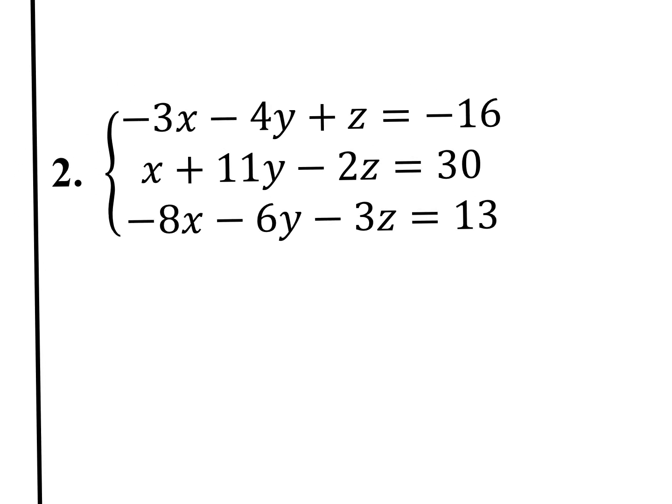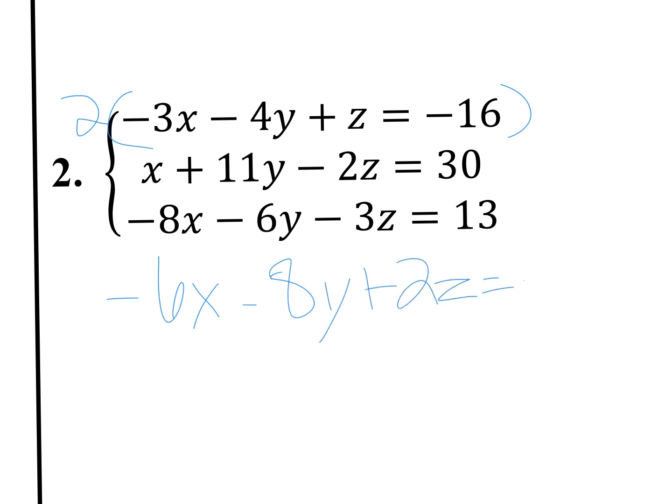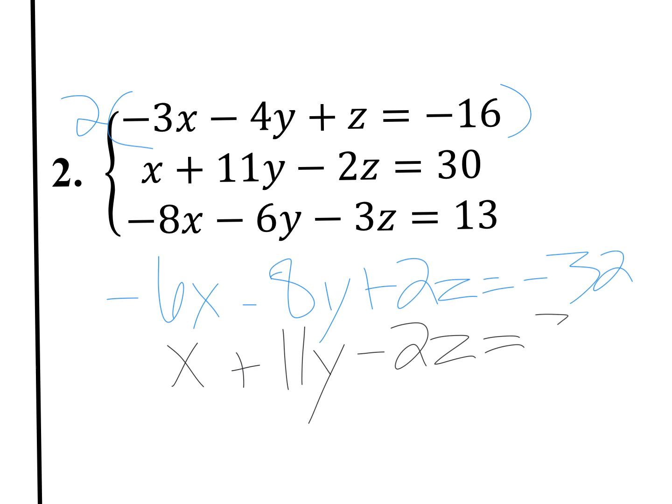So the top equation has a plus z, so if it ended with a 2z, I could pair it with that second equation. So I'm going to multiply the top equation by 2, and that'll give me negative 6x minus 8y plus 2z equals negative 32. And then I'll just copy down that middle equation of x plus 11y minus 2z equals 30.